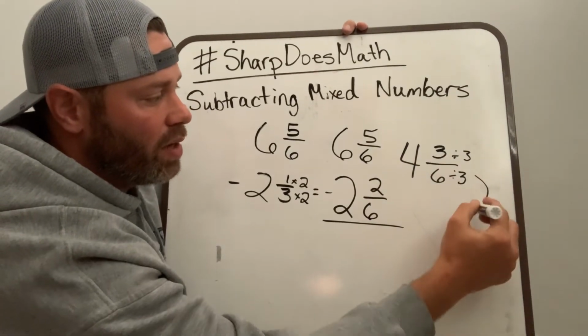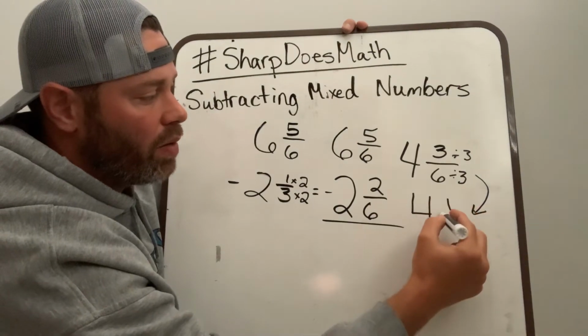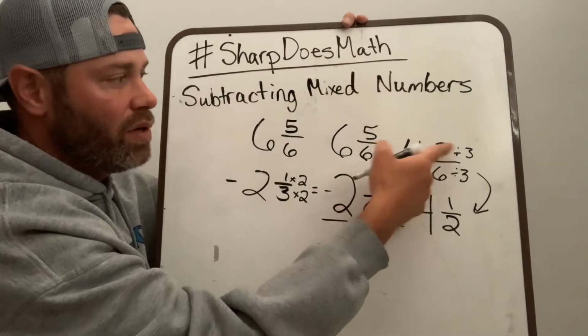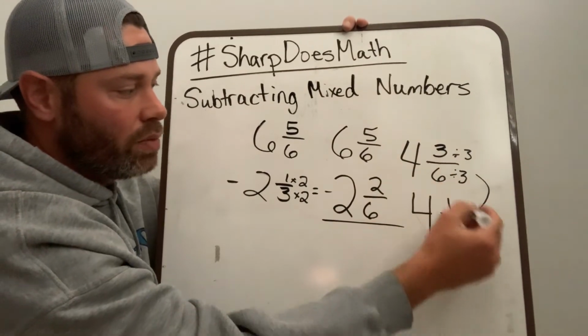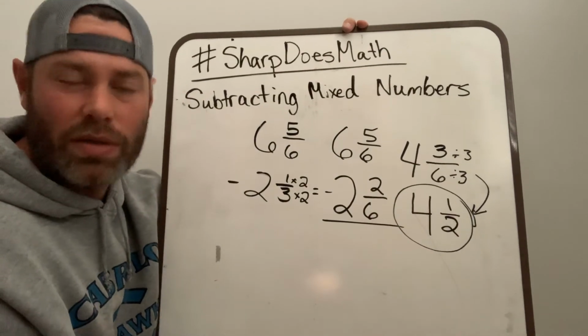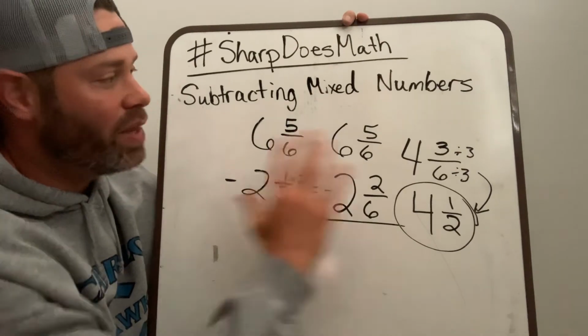And I'm going to put it down here. Our whole number will stay 4. And now it becomes 4 and 1/2. 3 divided by 3 gave us this 1. 6 divided by 3 gave us that 2. And there's your answer. So that is subtracting mixed numbers without having to borrow.